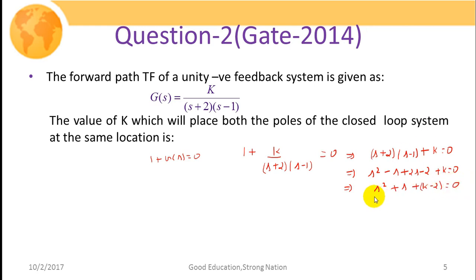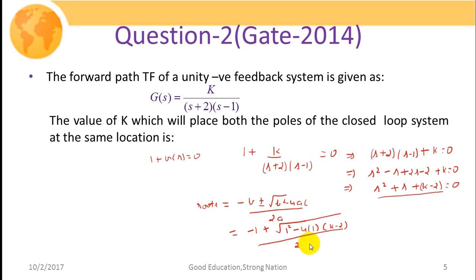If we closely observe this equation, this is a second order polynomial equation in s. So with the help of Shridharacharya formula, we can easily evaluate the roots of this equation. So the roots will be given by minus b plus minus under root of b square minus 4ac upon 2a, equal to minus 1 plus minus under root of 1 minus 4 times 1 into (K minus 2) upon 2.